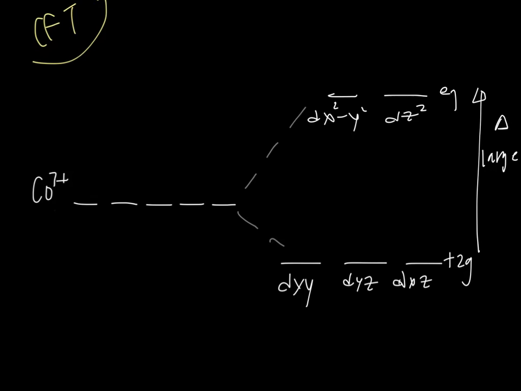The lower energy level is t2g and the higher energy is eg. t2g contains dxy, dyz, and dxz, while eg contains dx squared minus y squared and dz squared orbitals. Since it is a large split, when we are filling up the orbitals, we must pair the electrons before moving on to the higher energy level.